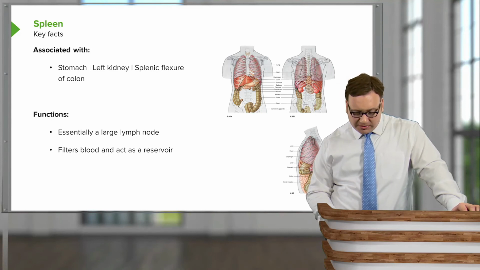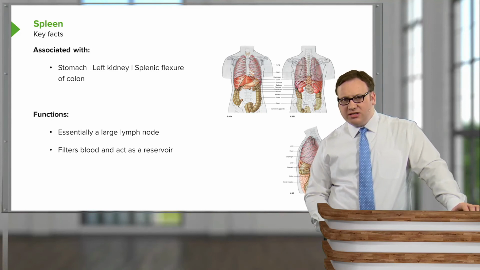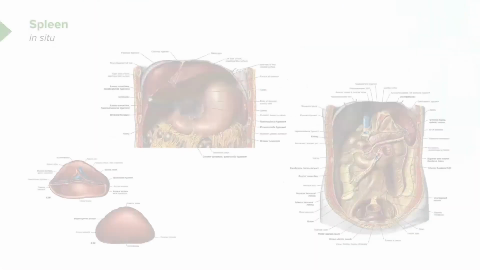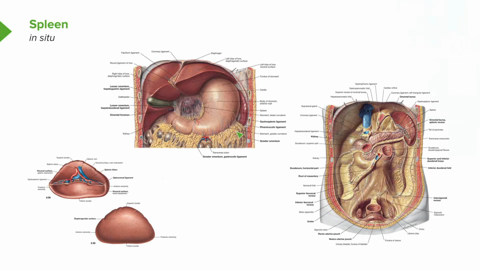It also filters blood, acts as a reservoir, as I mentioned, and essentially it acts as a large lymph node. So in situ, the spleen, which we can see here, is nicely tucked up against the greater curvature of the stomach. That's why it's associated with the stomach. And we can see here the tail of the pancreas is running towards the hilum of the spleen.